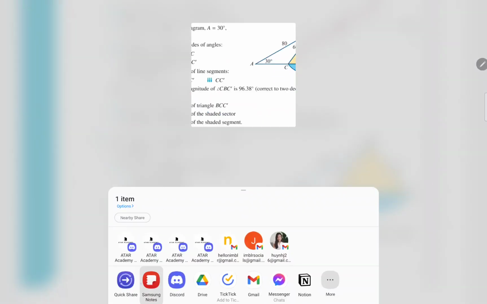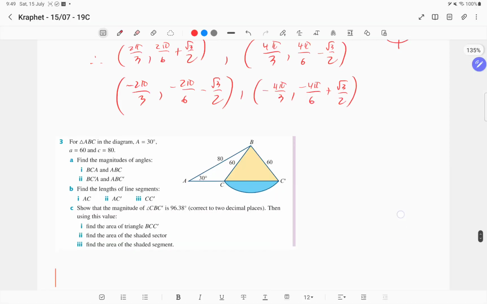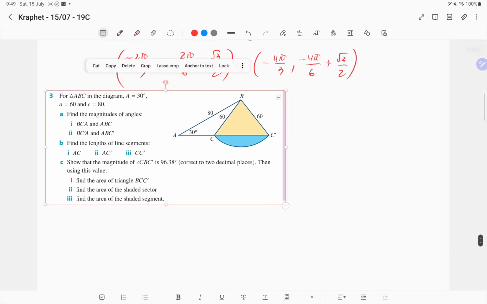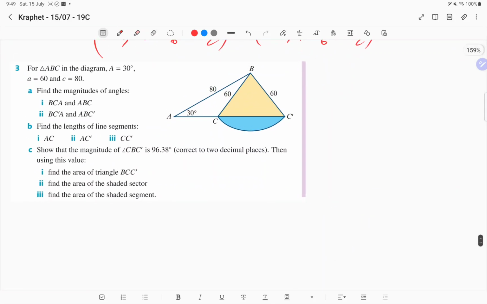Okay, looking at this triangle, I know it's going to be chapter 13, the trigonometry chapter. For triangle ABC, angle A is 30 degrees, side a is 60 and side c is 80. They've already put the values in there for us, quite nice. Find the magnitude of angles BCA.